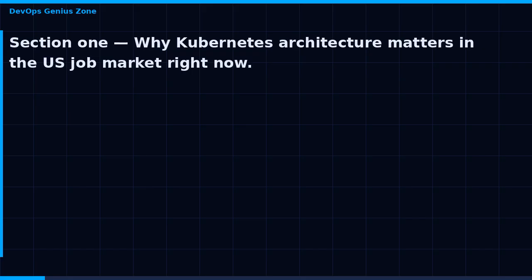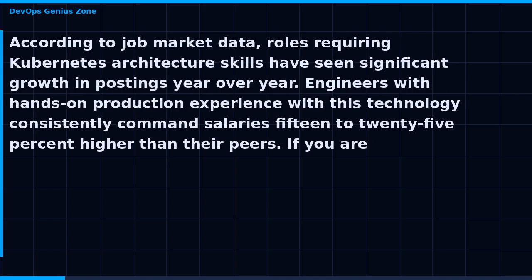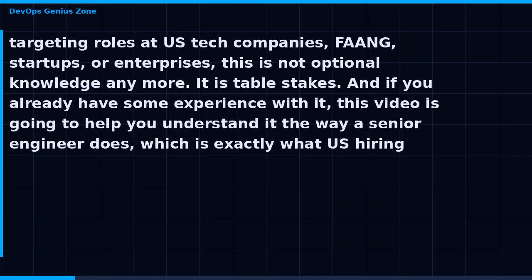Section 1: Why Kubernetes architecture matters in the US job market right now. Kubernetes is the container orchestration platform running at virtually every major US tech company. CKA and CKAD certifications are among the highest paying in the DevOps field. According to job market data, roles requiring Kubernetes architecture skills have seen significant growth in postings year over year. Engineers with hands-on production experience with this technology consistently command salaries 15 to 25% higher than their peers.